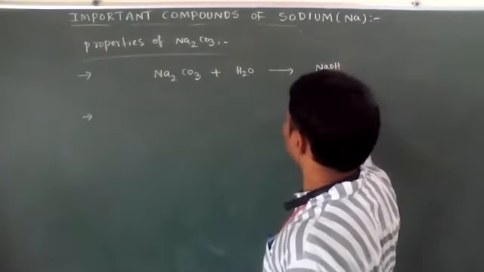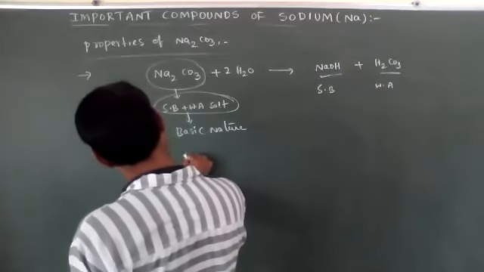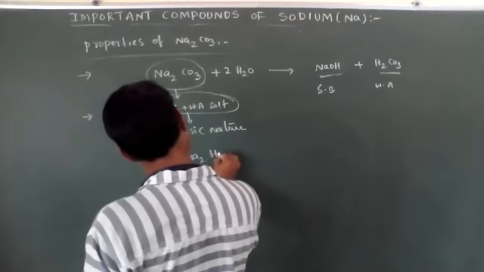Na2CO3 in aqueous medium produces sodium hydroxide, which means the basic strength is more when compared to the acid. It is a weak acid. That's why the corresponding sodium carbonate has basic nature only. The salt has a basic nature only.